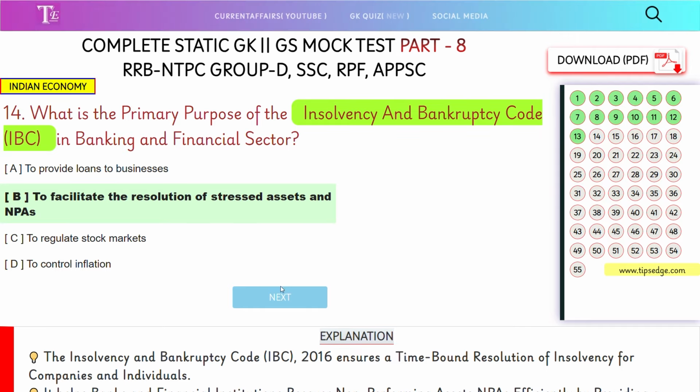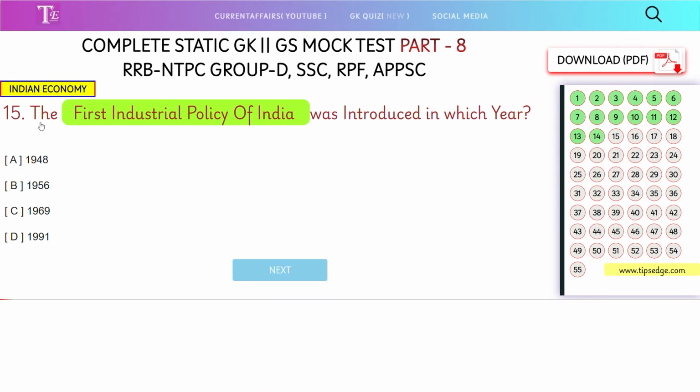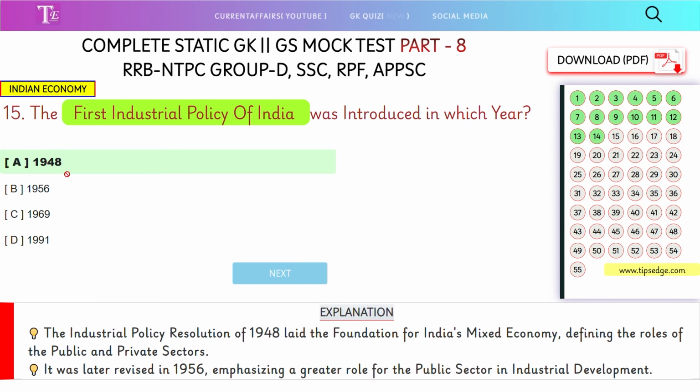Now moving to the 15th question. The first industrial policy of India was introduced in which year? Answer: 1948.